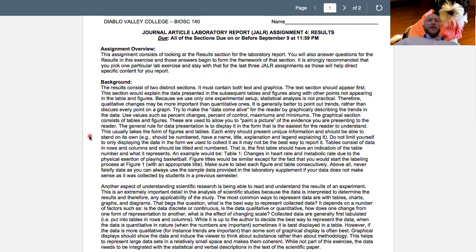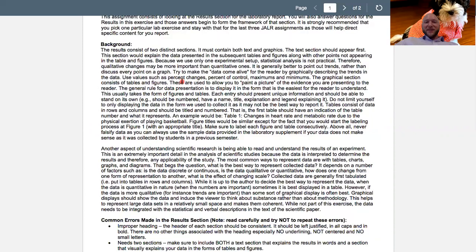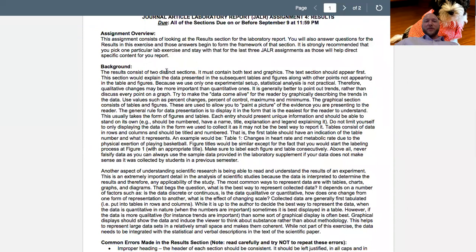So, background: the results section consists of two distinct sections. You need two distinct sections in your final write-up. It must contain both text and graphical sections. Your final laboratory report must contain a text section and a graphical section to get full credit. The text section should appear first.